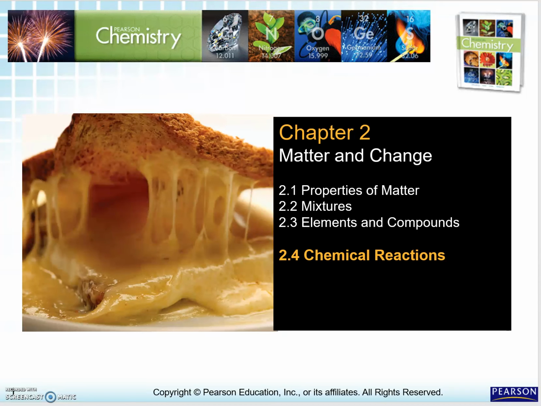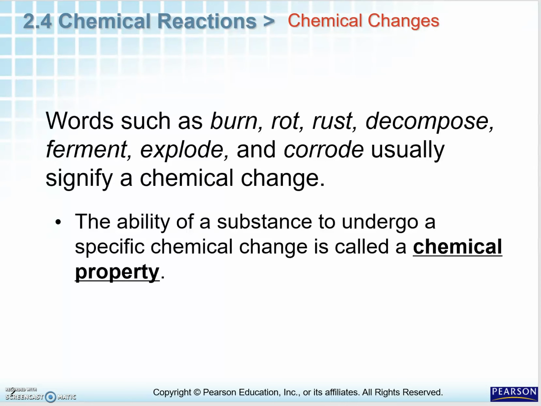In this episode, we're going to be looking at what constitutes a chemical reaction versus something that is simply a physical reaction. Words such as burn, rot, rust, decompose, ferment, explode, one of my favorites, and corrode are usually chemical changes. So the ability to undergo this chemical change is called a chemical property.